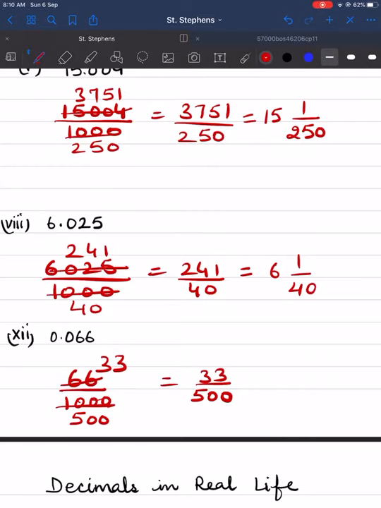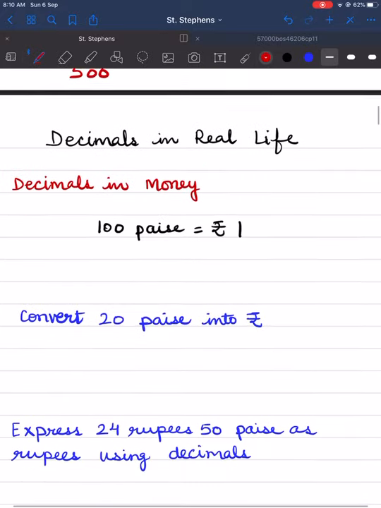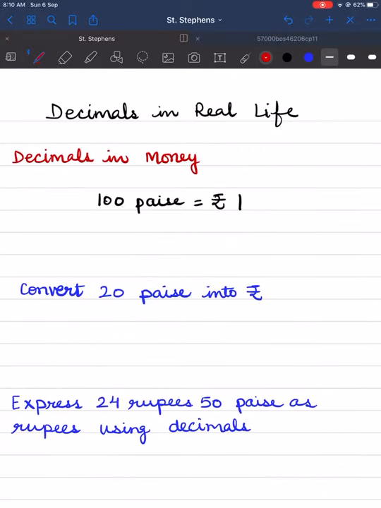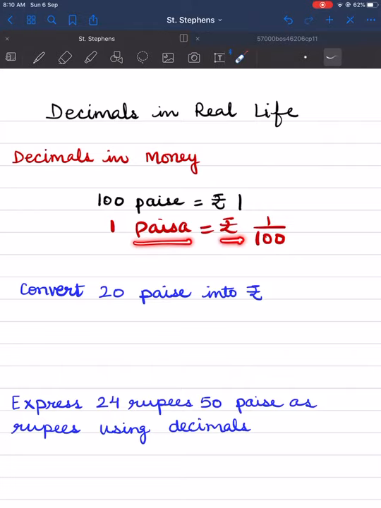Children, now let's understand the use of decimals in money. Now I hope everybody knows 100 paise is equal to rupee 1. Now 1 paisa is equal to rupees 1 upon 100. And children, remember to change from smaller units to bigger units, we always divide. So here we get in decimals rupees 0.01.